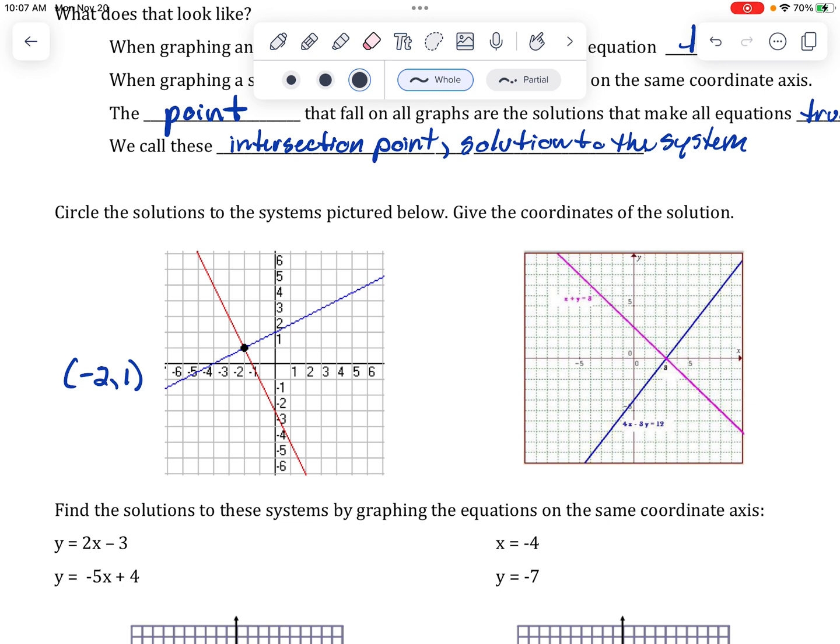That's the value of x and y. X will be -2, y will be 1. That would make the equations for both the blue and the red line true.